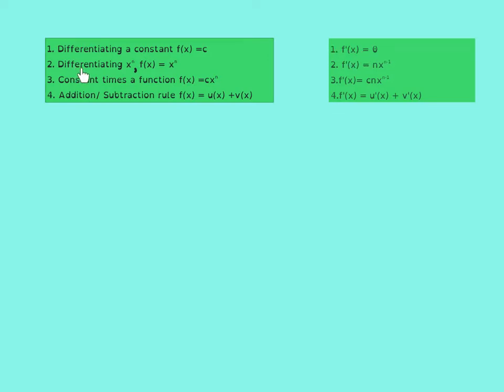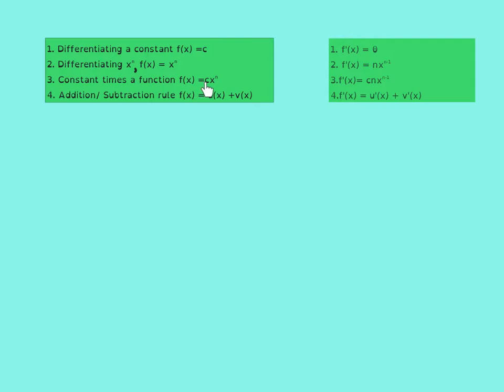The second one is differentiating x to the power of n, n could be any number. So for example, f of x is equal to x to the power of n. Differentiating this, f dash of x is going to be equal to n, which was the power of the x here. So we're going to write that in front of the x, and the power of x is going to be reduced by 1.